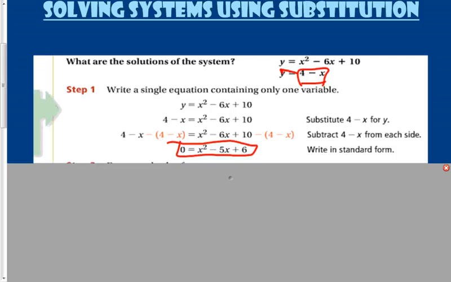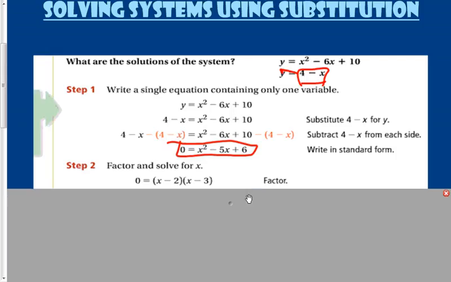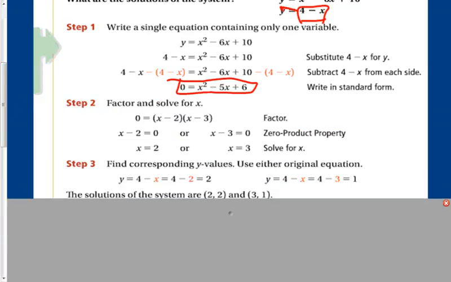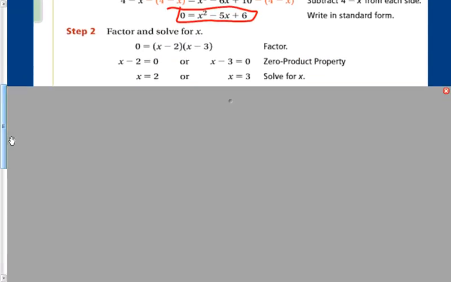So that we can find the zeros of it by factoring. Factoring it, you get x minus 2 times x minus 3. Set them both equal to 0, and you end up getting 2 and 3 as your results. So we got two x values, so we'll have two solutions.